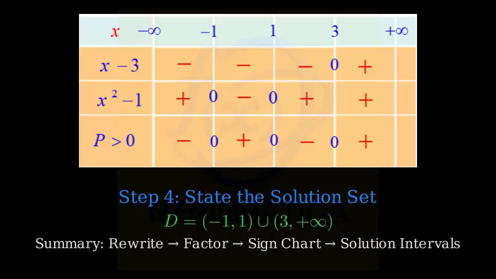Summary. We rewrote the inequality, factored to find critical points, used a sign chart to test intervals, and selected the intervals where the product is positive. That yields D equals open interval -1 to 1 union open interval 3 to infinity.